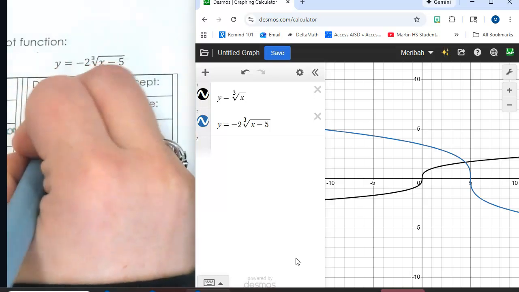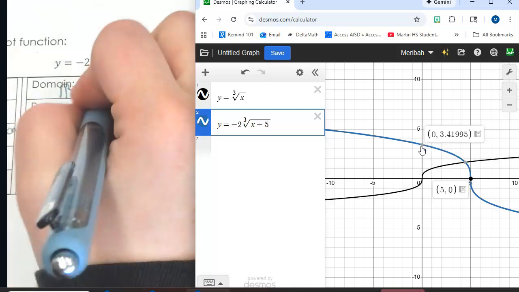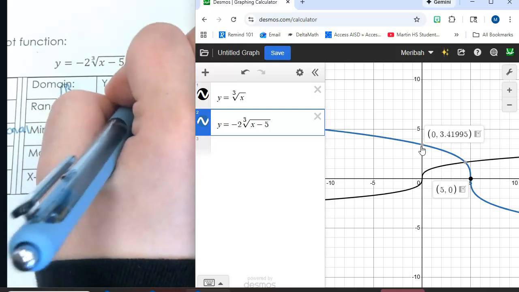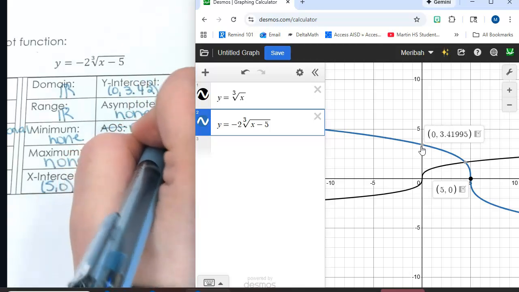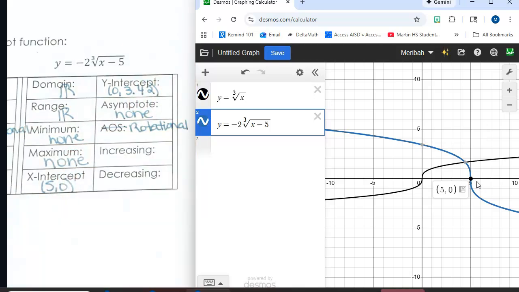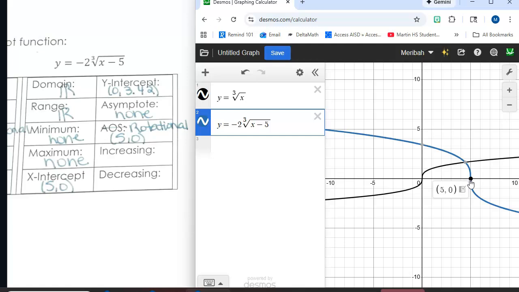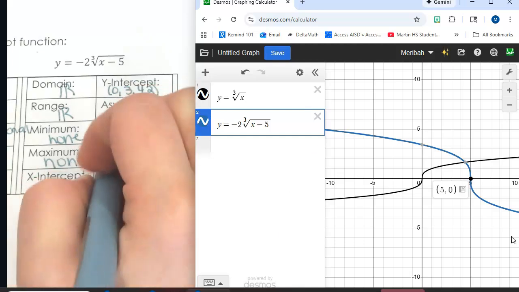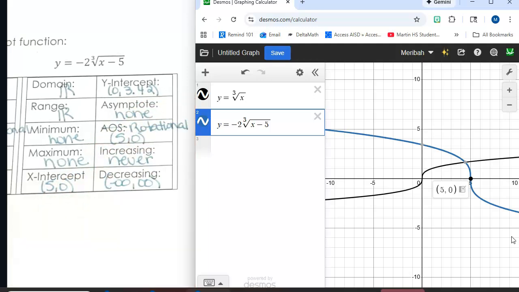If you haven't caught on yet, those are not changing based on any of our transformations. Our x-intercept, however, is now at 5, 0. And our y-intercept is here at 0, 3.42. Still no asymptote. And then our rotational symmetry point is at the inflection point, which is here at 5, 0 as well. And this graph is now decreasing everywhere from -infinity to +infinity, and it will never switch to increasing. Okay, and that wraps up our notes on cubic and cube root functions.